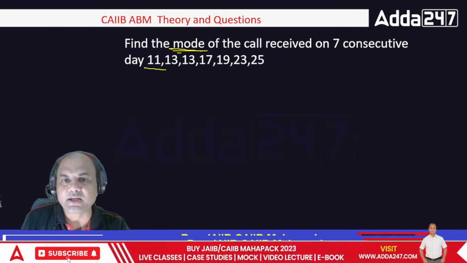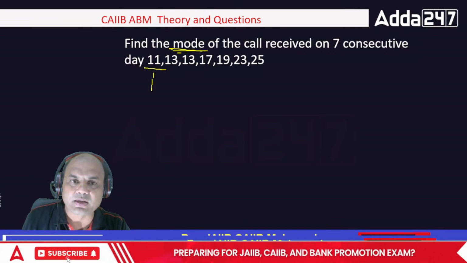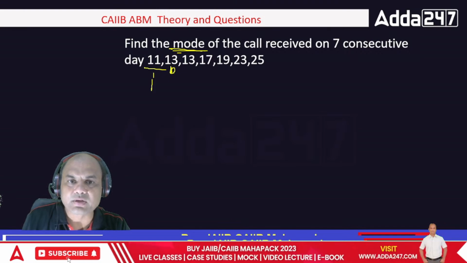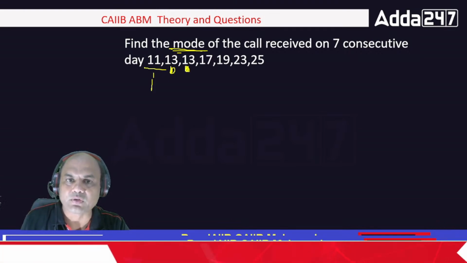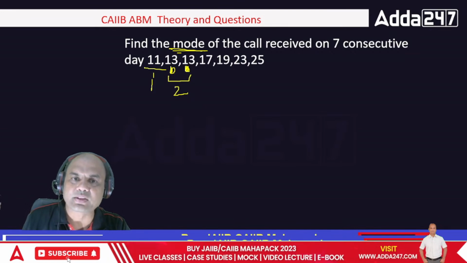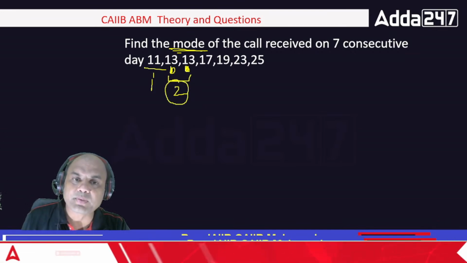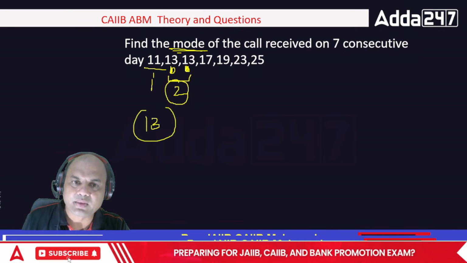How many times is 11 coming? 1 time. So I'll write it below only. 11 is coming 1 time. 13, I'll mark it. 13 is coming 2 times. Anything else? No. 17 is coming 1 time, 19, 23, 25. So this is the only number which is coming 2 times. So what is the mode? The mode becomes 13.